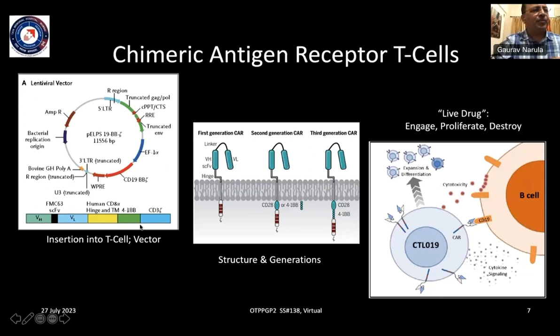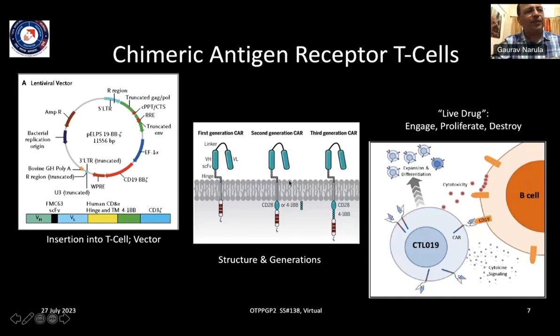Then it has got a co-stimulatory molecule, which sort of gives more energy to the CAR T cell. And then it has got an anchoring domain, which anchors it to the lymphocyte. So that the CD3 is expressed on all lymphocytes. So CD3 zeta is what helps it to anchor into the lymphocyte.